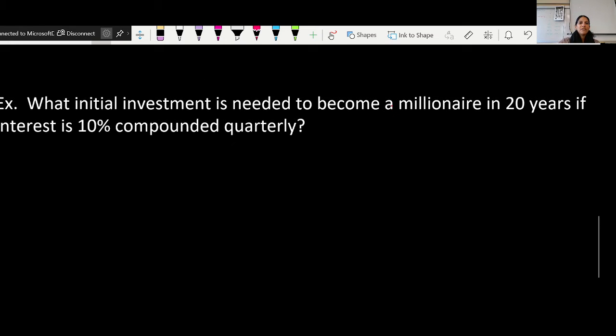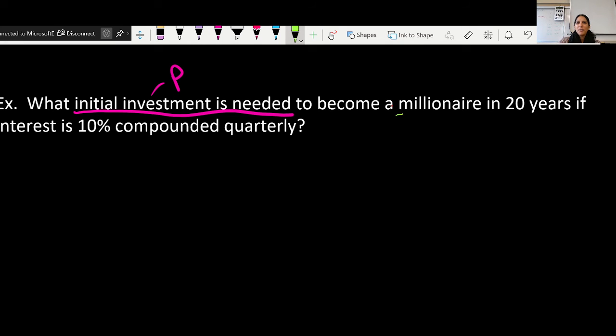What initial investment is needed? Which variable is it asking for? It's asking for P. What initial investment is needed? Make sense? So that's part of this is understanding what the question's even asking for. To become a millionaire. Okay.